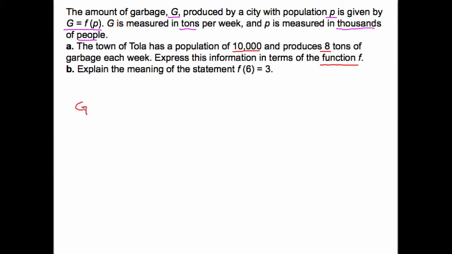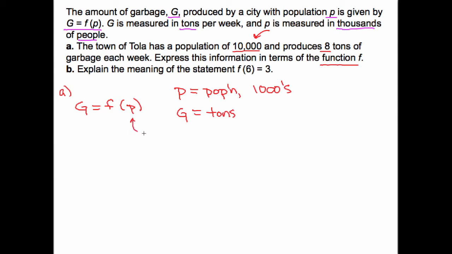Well, we know that for part A, G is equal to F of P. Our input is P, and this is our population of the town, and it's measured in terms of thousands of people. The output, G, is the amount of tons of garbage the town produces. So when the population is 10,000, P would be the number 10, because 10 times 1,000 is 10,000.